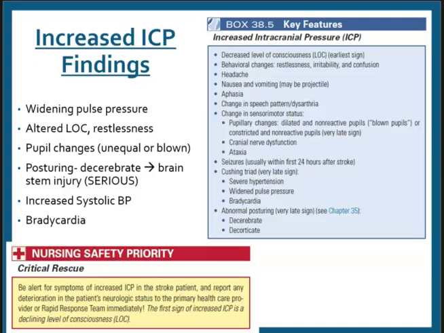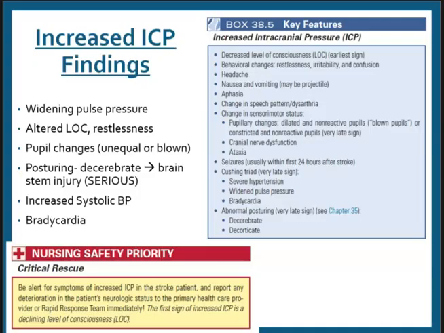This is pretty much everything I just said. So key features, you'll have those behavioral changes. Don't forget that restlessness as an early sign. They're picking at things. They could have a headache and projectile vomiting. Cushing's triad is your very late sign. They're going to be high risk for seizures as well, and then abnormal posturing as a late sign.